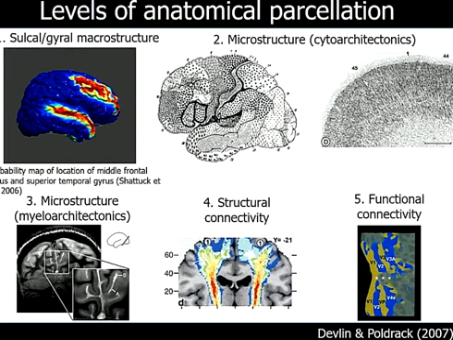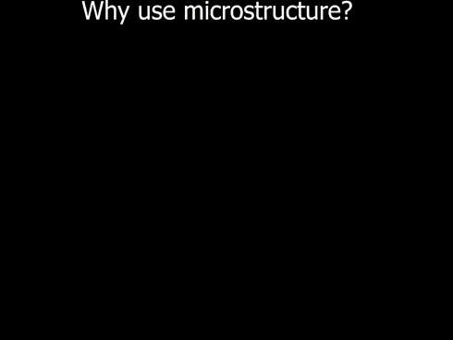Microstructure or cytoarchitecture, the architecture of cells present in the cortex. I'm going to talk about this as a starting point. Myeloarchitectonics, the structure of myelin. Structural connectivity. And then, of course, functional connectivity. I'm going to talk least about functional connectivity because lots of other people are going to do that in this session. But what I am going to talk about is why and how to use microstructure to parcellate the brain. And I'm going to try and do this extremely rapidly to leave as much time for debate and questions as physically possible.